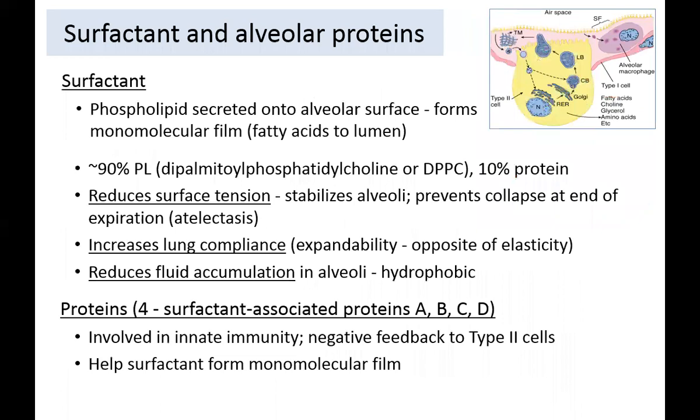What is surfactant made of? It's mainly a phospholipid. And it's secreted onto the alveolar surface. It forms this monomolecular film on the alveolar surface. And the fatty acids face out towards the lumen.